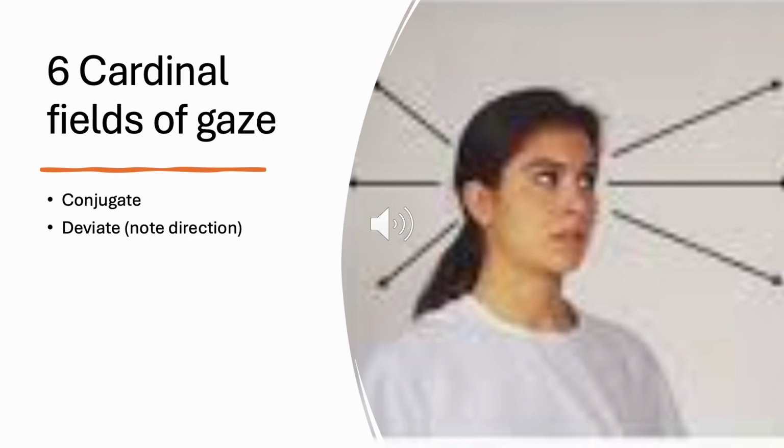When you're doing an assessment on the extraocular movements of the eye, you guide the eye in the 6 cardinal fields of gaze, and you're looking for conjugate movement. In other words, both eyes move in sync. If they deviate in any way, you note the direction.